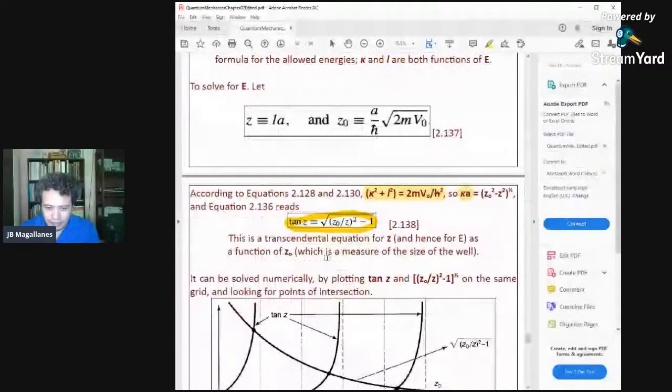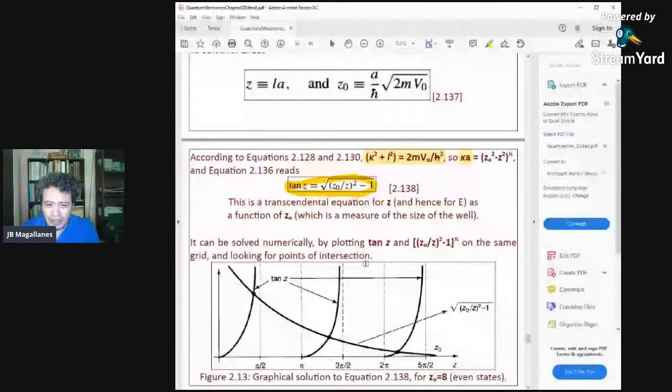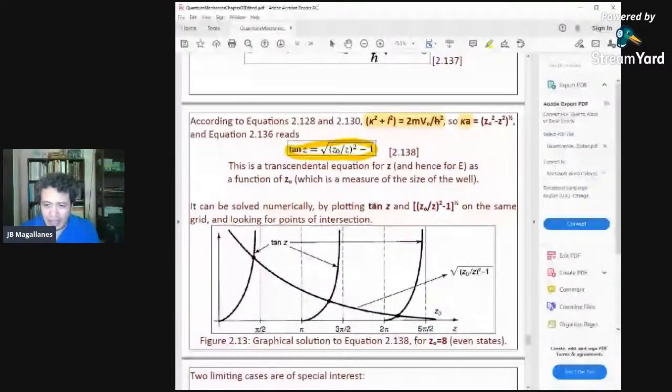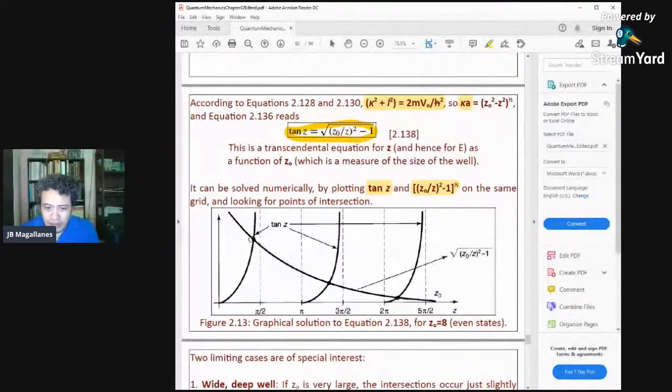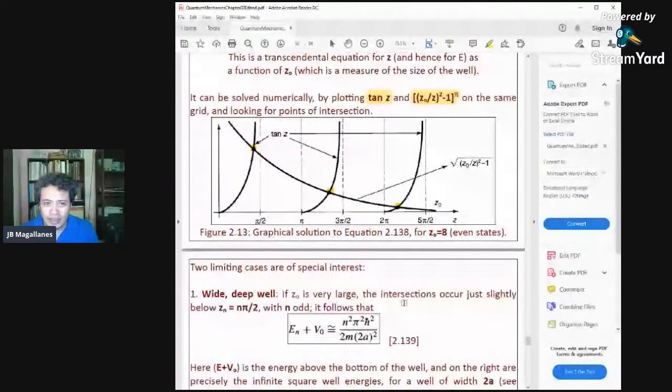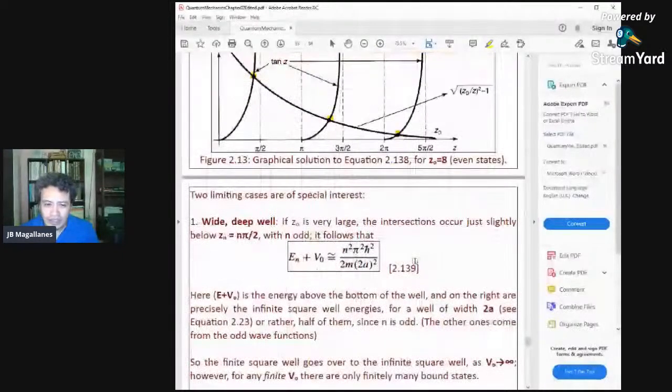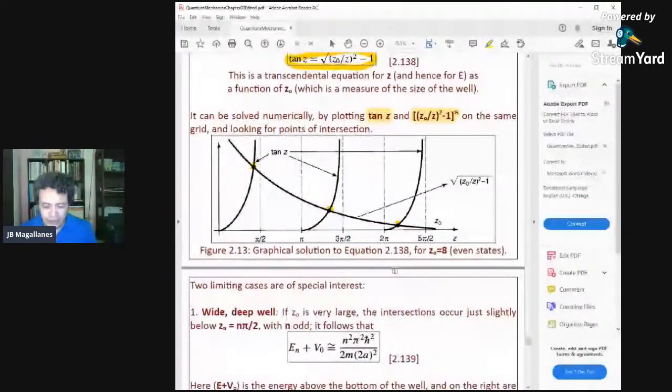So now, numerically, we can graph tangent Z and this expression, kappa a over Z. So the intersection here will just give you the energy of the particle of a finite square well. So you have that. So these are the solutions.